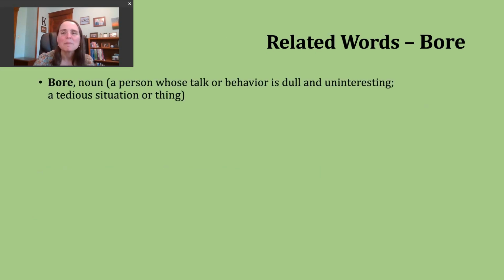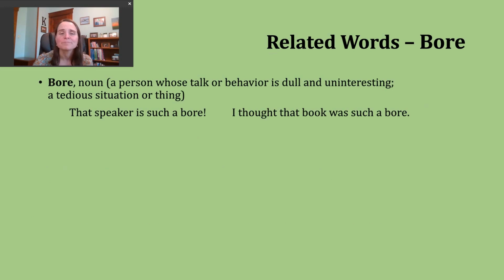Now, let's take a moment and talk about some words that are related to our verb bore. The first word we're going to talk about is just the noun form of this word. When we use the noun bore, we could be referring to a person whose talk or behavior is rather dull or uninteresting. An example of how you might hear someone say, "Oh, that speaker is such a bore," right? They're not excited to hear this particular person speak.